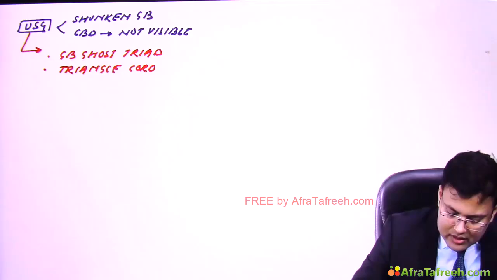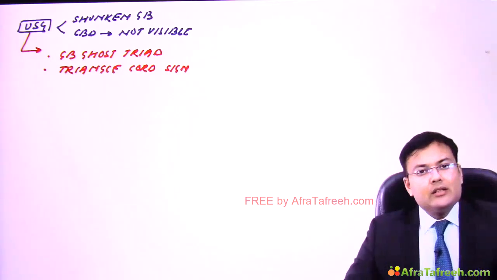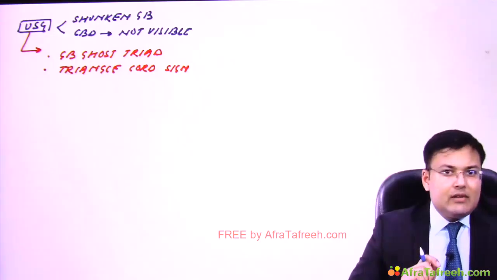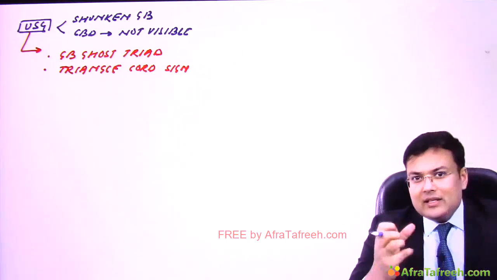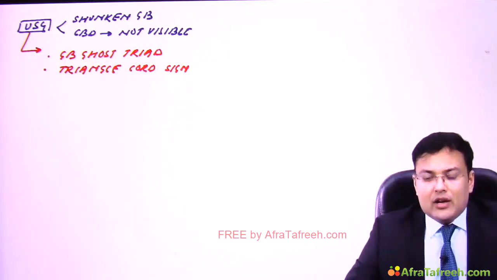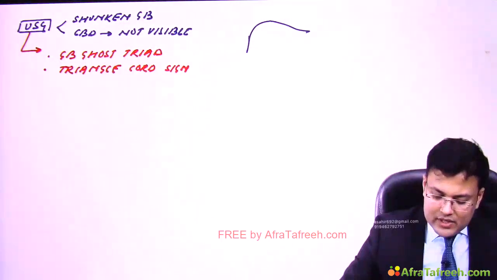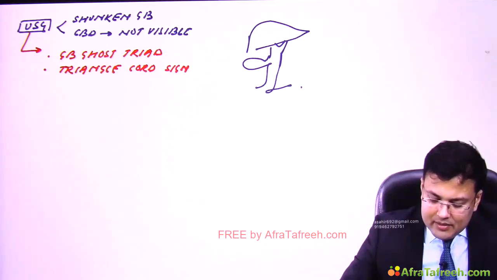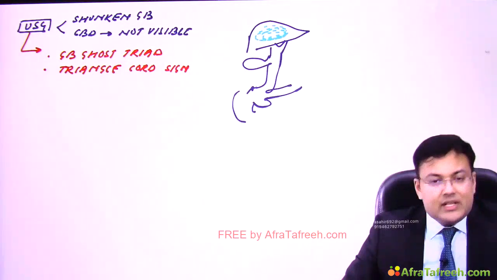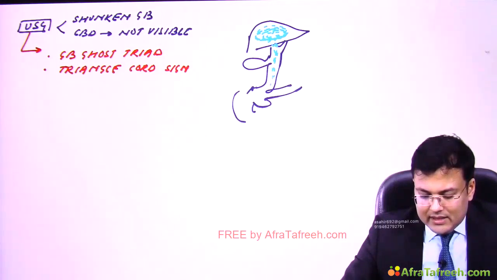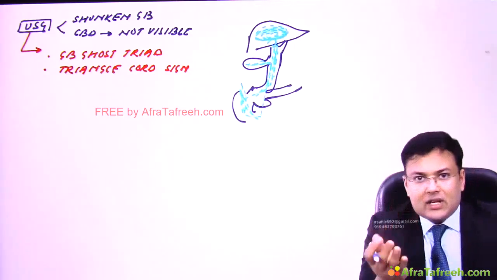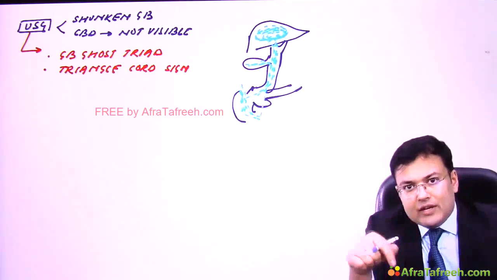Triangle cord sign. Imagine that we are performing hepatobiliary scintigraphy. We discussed the concept of scintigraphy, that whenever you give any radionuclide, it is taken by Kupffer cells of the liver and then excreted into the bile. So initially there is uptake in the liver. Later, these agents are going where? Into the bile duct and then into the intestine.